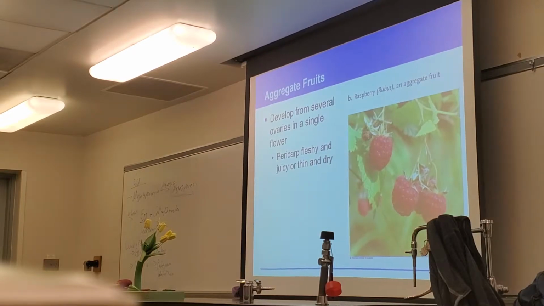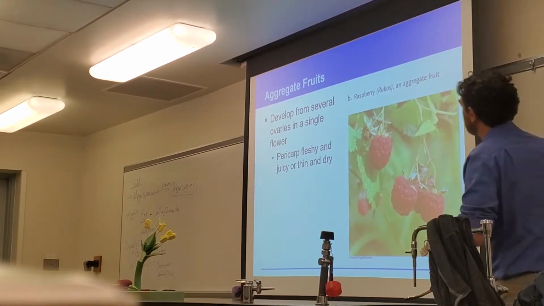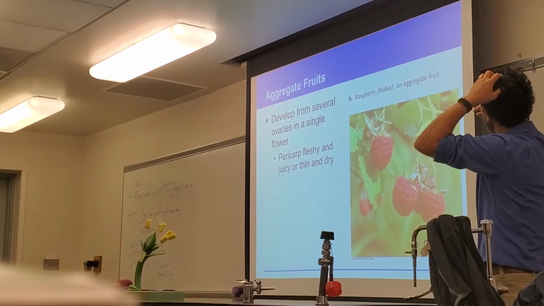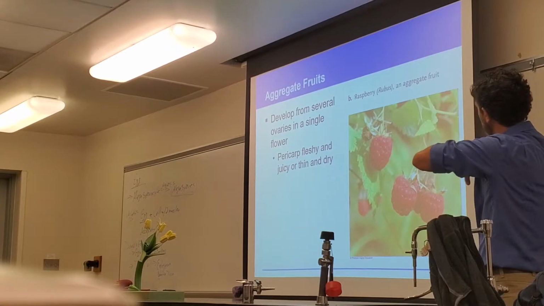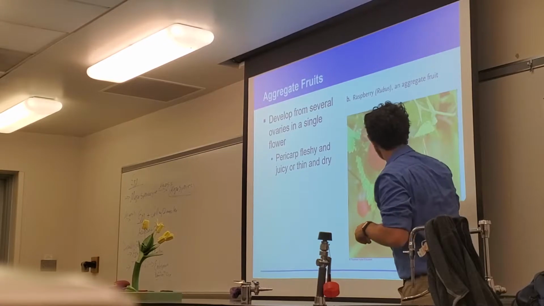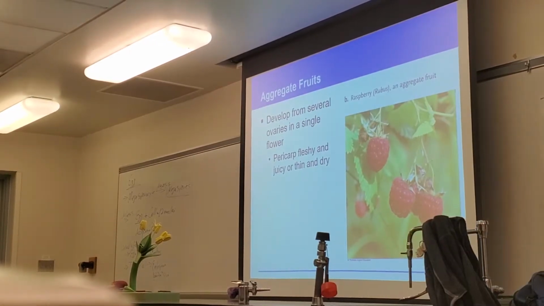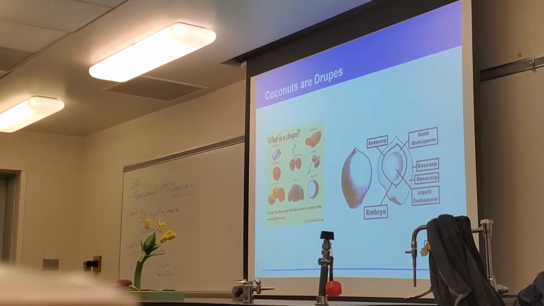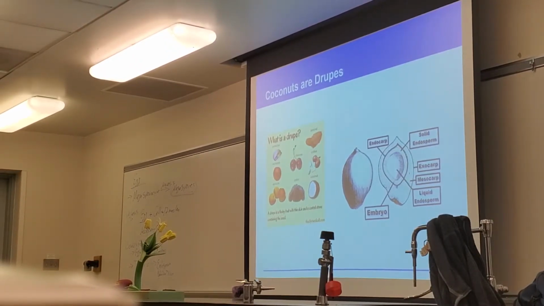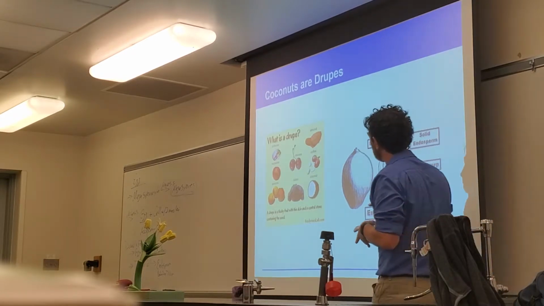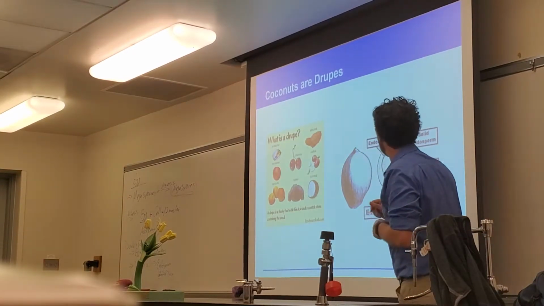Some plants have aggregate fruits. So here you have multiple ovules coming from a single ovary, and that gives us each of those little juicy balls in the berry. Drupes are interesting. They have a fleshy fruit with a seed. Almonds are drupes, cherries are drupes, apricots are drupes.